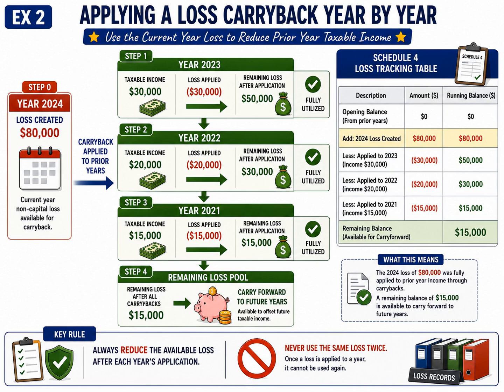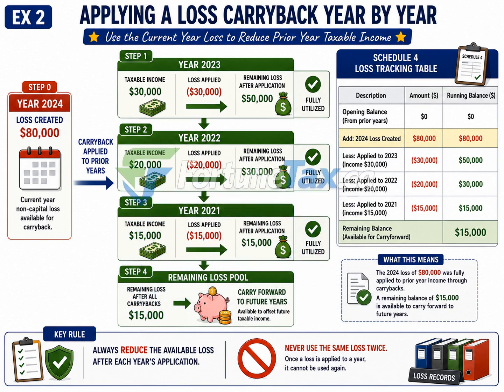One of the most important rules to remember is that after a portion of the loss has been applied to a taxation year, it is no longer available for future use. The remaining balance must always be reduced after each application. Using the same loss twice would result in an incorrect tax return and could lead to adjustments by the Canada Revenue Agency. The key takeaway from this slide is that loss carrybacks are applied 1 year at a time, and after every application, the remaining balance must be updated.